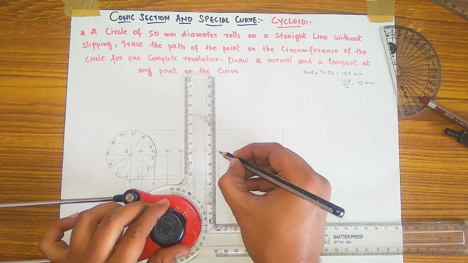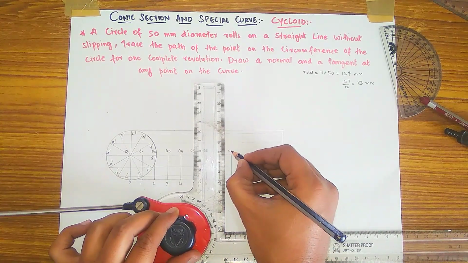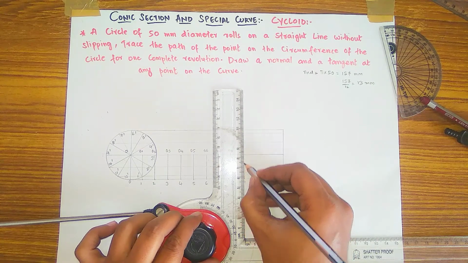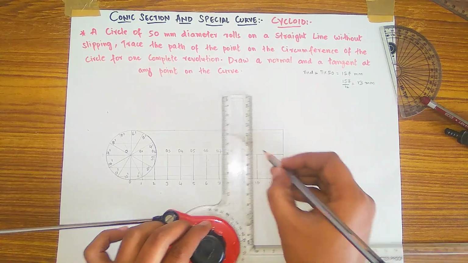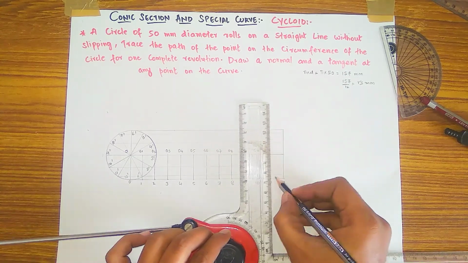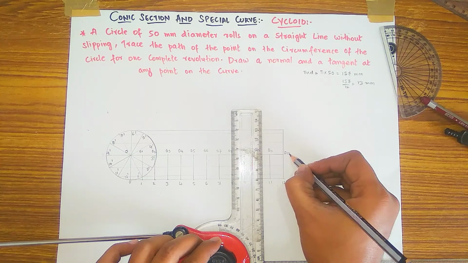From each point you have to draw perpendicular lines till the O line and label as O1, 2, 3, 4, 5, 6, 7, 8, 9, 10, like that. O10, and this will be O11, and the last one is O12.